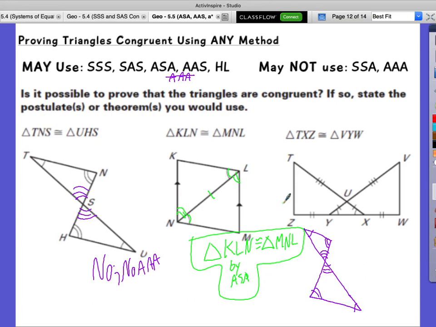I'm so mad. Wait, so are we skipping any of this? No. I mean this time. Okay. Hey, on numbers 1 through 9, what's the special instruction it says, guys? Only use ASA, AAS, or HL. Yeah. So 1 through 9, only use the three new ones from today. Then on the back, 10 through 15, those can use any of the five we've learned.